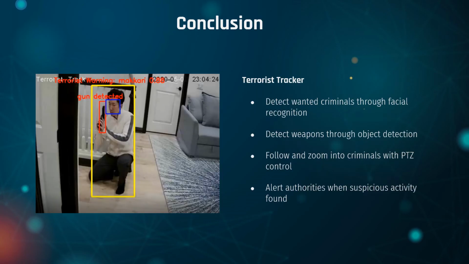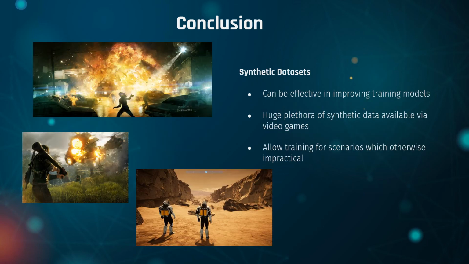In conclusion, Terrorist Tracker can be a cost-effective system in apprehending criminals through the use of AI, apprehending them sooner before they can commit their next crime and be brought to justice. Synthetic datasets have also proven to be very useful, and the great thing is we have an abundance of video games to extract the synthetic data from.